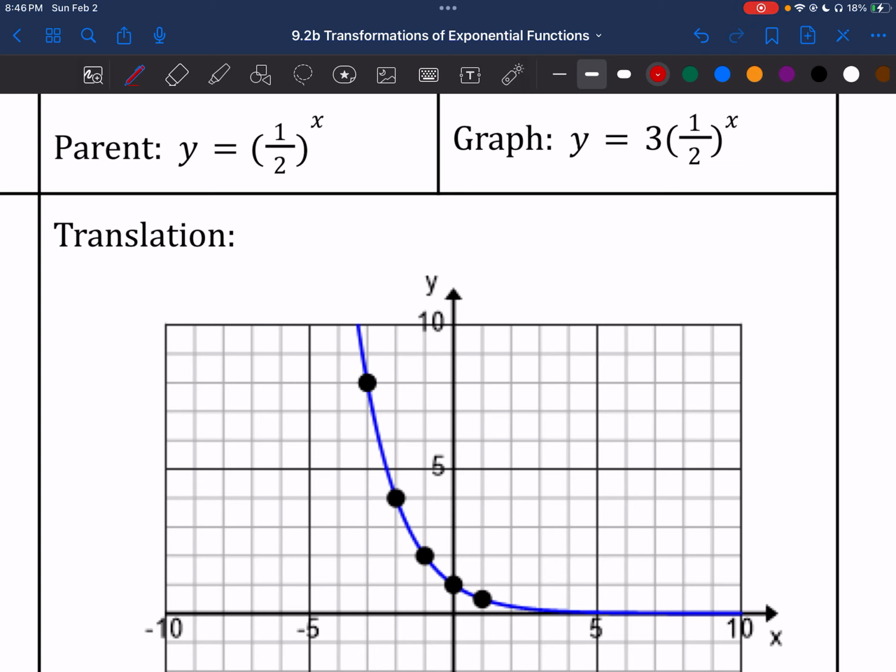So now what we're going to do is we are going to multiply each of these values by 3, right? Because that's what we have there. So this is going to be a stretch of 3. So we're going to stretch it out vertically by 3, or by a factor of 3.